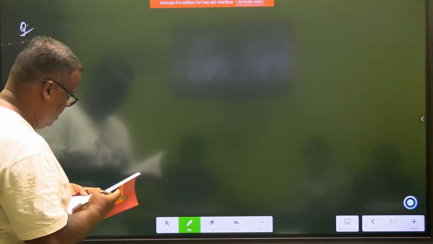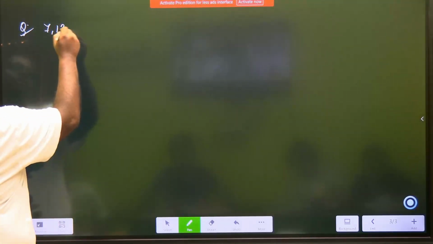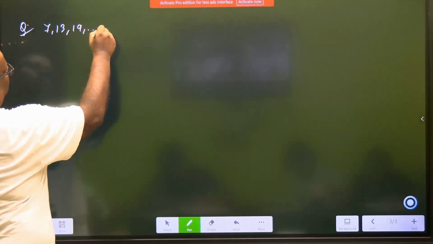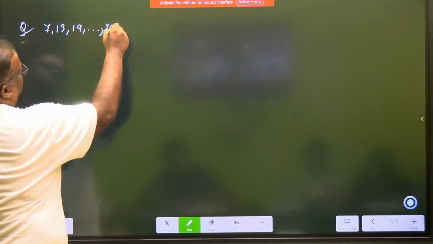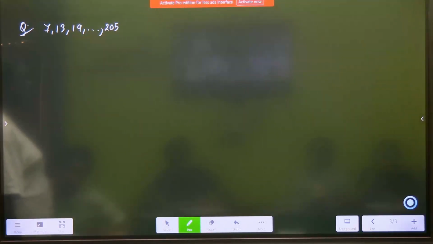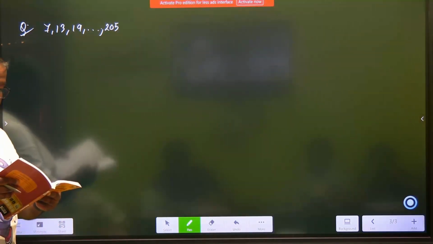Okay. 7, 13, 19, 3 dots, and there is a 205. Don't think that 205 is the fourth term. 205 is some term. We don't know. It's like this.